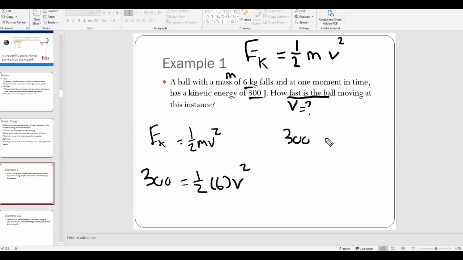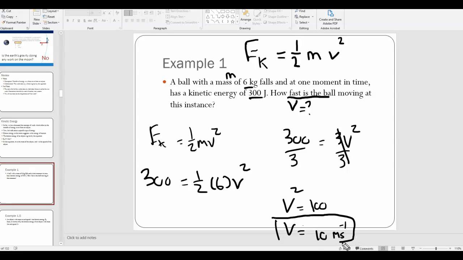So all I have to do is a little basic math here and get v by itself. 300 divided by 3 is 100, and so v would be 10 meters per second. That is the answer to example 1. Just a really baby type of calculation, getting us used to seeing and using the equation for kinetic energy. Pause there, make sure you have that in your notes.